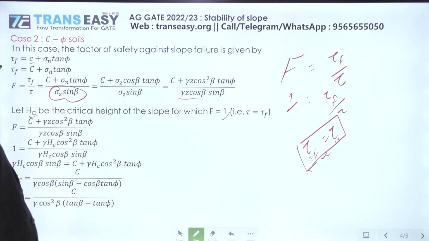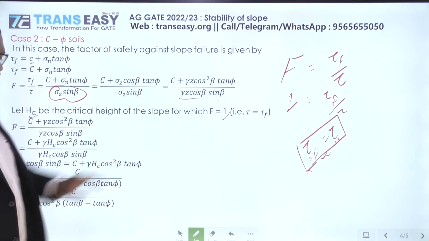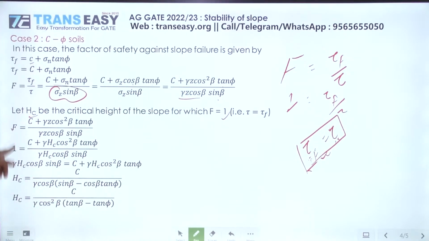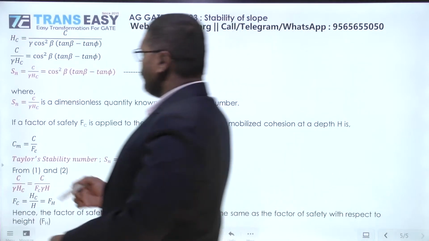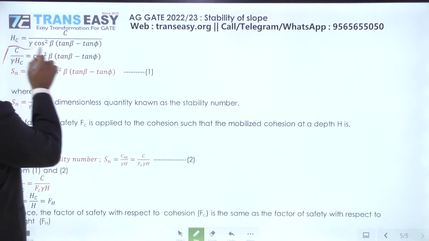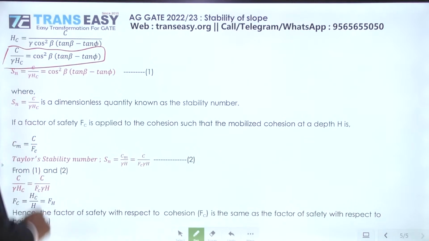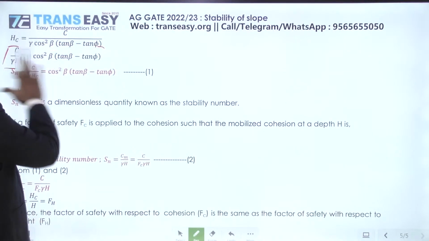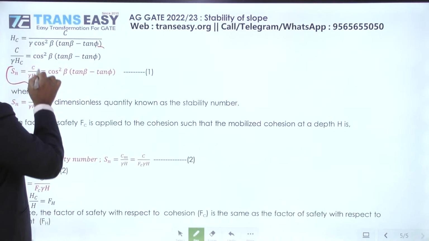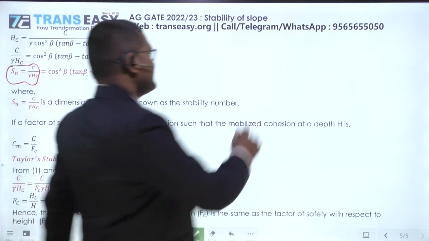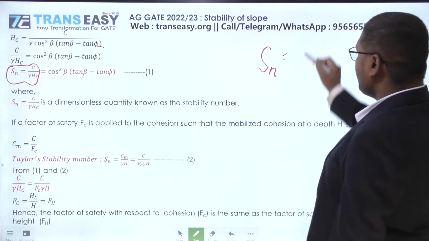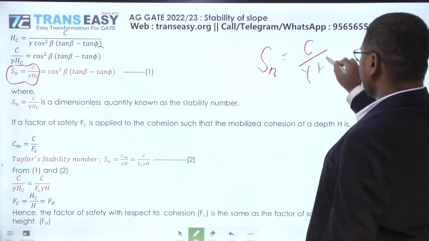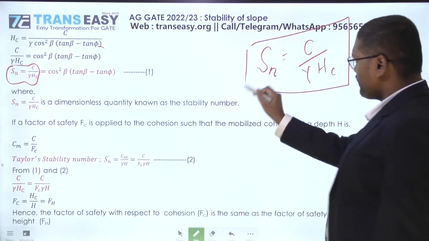So dear students, F is equal to this and we make it unity, rearrange, further rearrange, and finally we get this relation. Here C upon gamma HC is called the stability number. This is a dimensionless number. Remember this number, this is important. Stability number, and this is a dimensionless quantity. C upon gamma HC. Remember this.